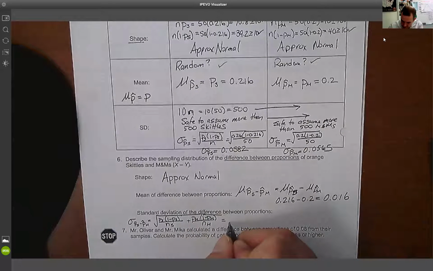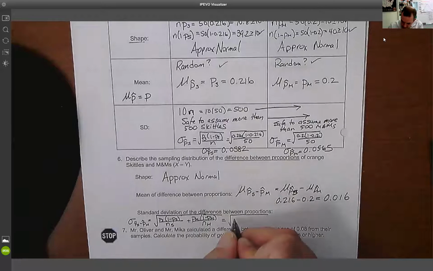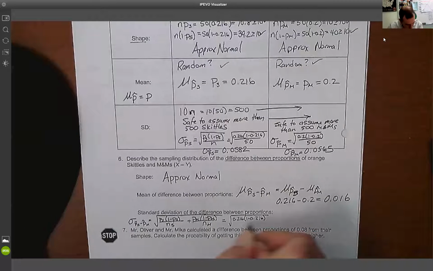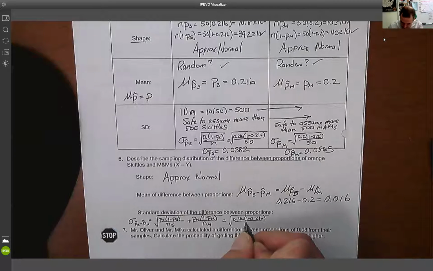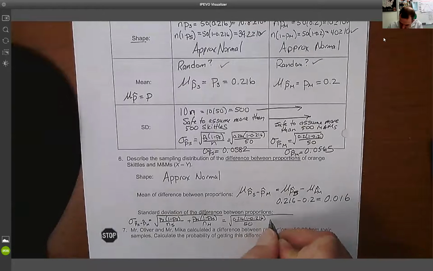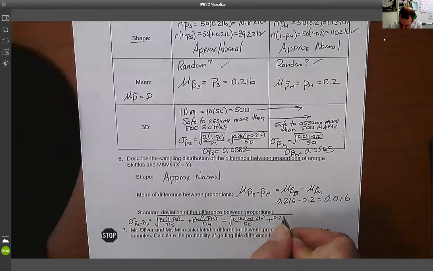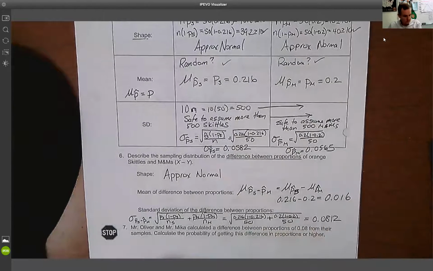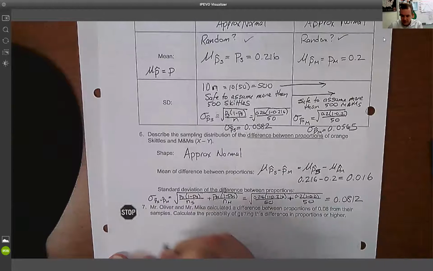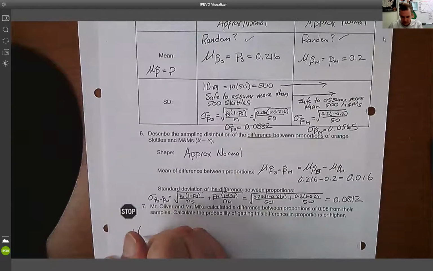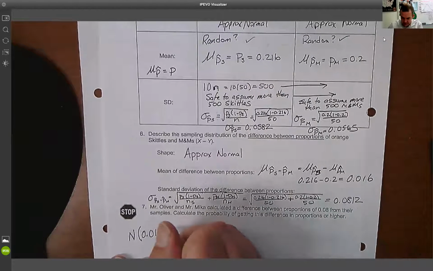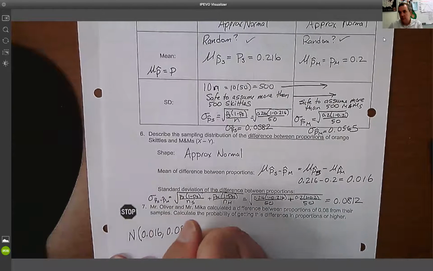We're going to go ahead and plug in 0.216 times 1 minus 0.216 over 50, plus 0.2 times 1 minus 0.2 over 50. And when I go to the calculator and simplify this, I'm going to get 0.0812. So what this tells me is that this distribution is normally distributed. It's going to be centered at 0.016 with a standard deviation of 0.0812.